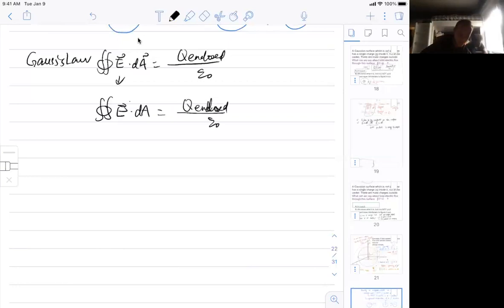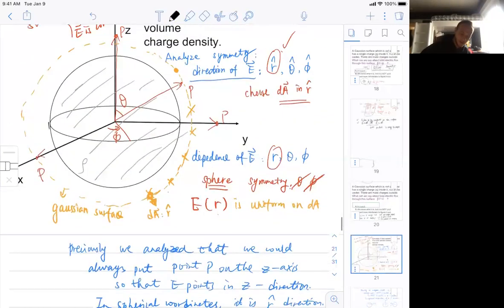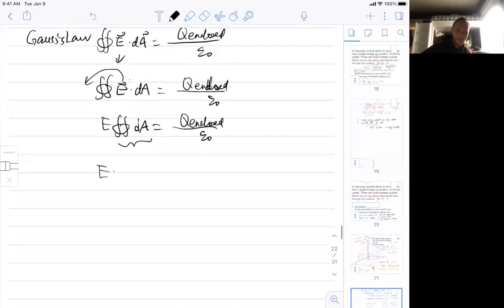And the second step is E is constant on the surface, so you can take E outside of your integration. And someone asked earlier, what does this become? Does that become 4 pi r squared? Yes, you're right. This is the surface of your Gaussian surface. So my Gaussian surface is at a distance r away from the center. So my overall area of the sphere becomes what?